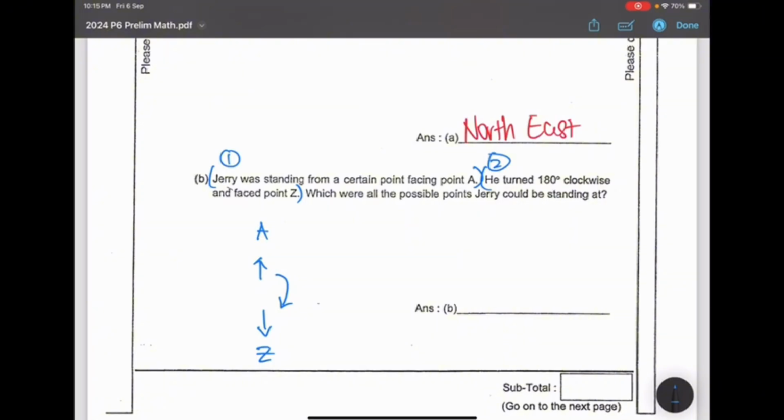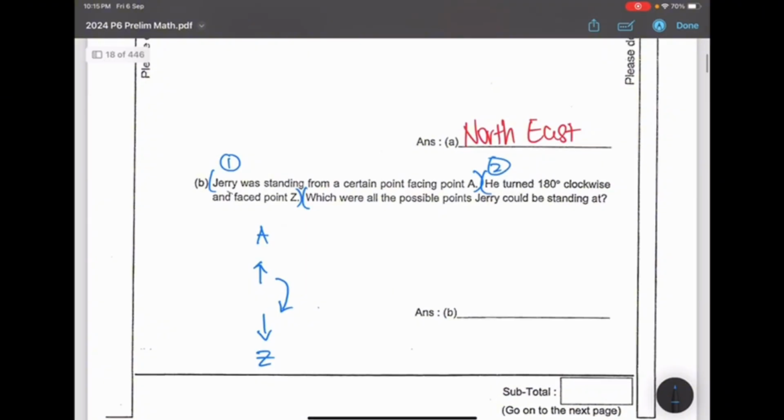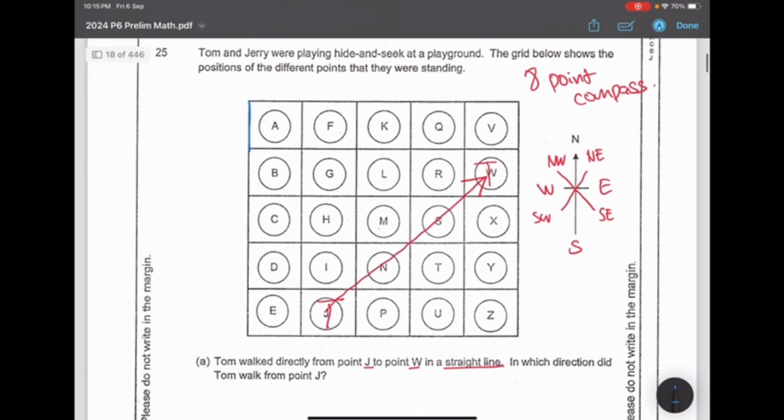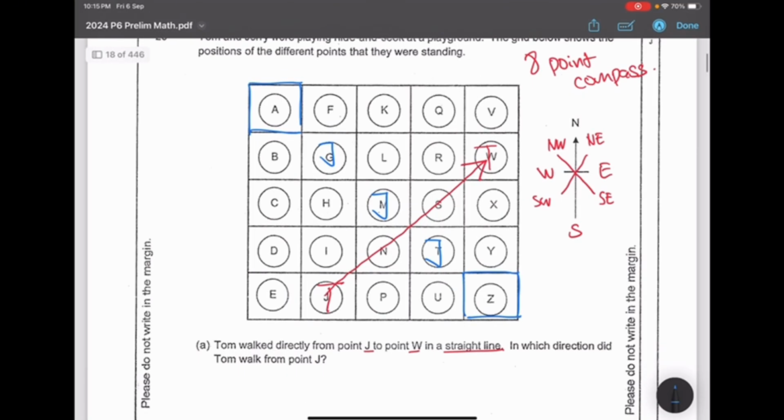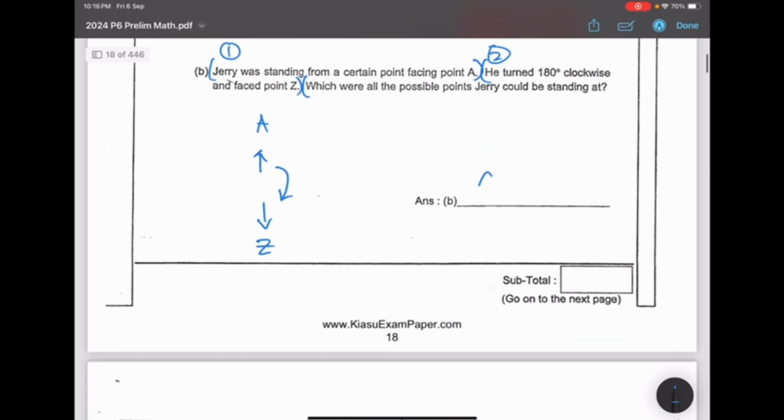Now let's see what the question is asking. Which were all the possible points Jerry could be standing at? Now we see that point A is over here and point Z is over here. And if he were to be facing A and turned 180 degrees to face Z, he has to be either here, here, or here. So the answer for this question is G, M, or T.